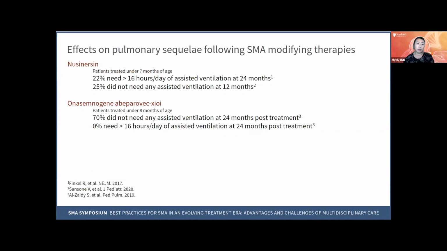And beyond that, with gene replacement therapy for patients who were treated under 8 months of age, 70% did not need any assistive ventilation by 24 months post-treatment, and 0 patients needed more than 16 hours of assistive ventilation at 24 months post-treatment. These are patients in clinical trials, so we have yet to see what's happening with real world data.